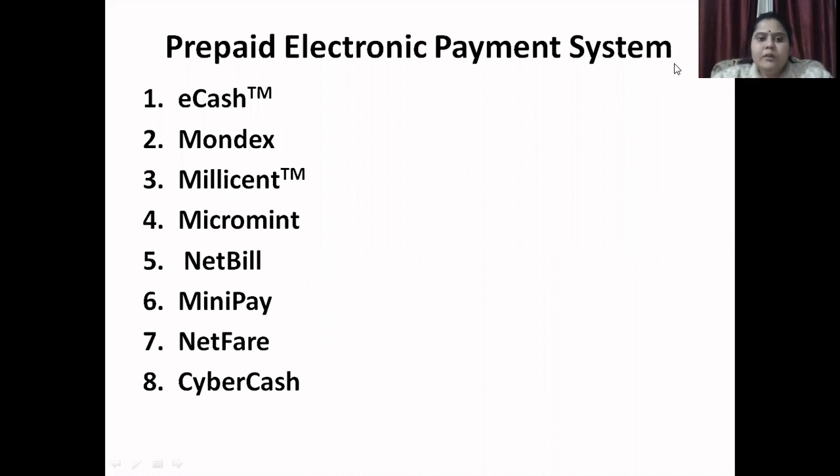So now we see prepaid electronic systems. In this we see eCash TM, Mondex, Millicent TM, Micromint, NetBill, MiniPay, Netfair and CyberCash. Now see first, that is eCash.